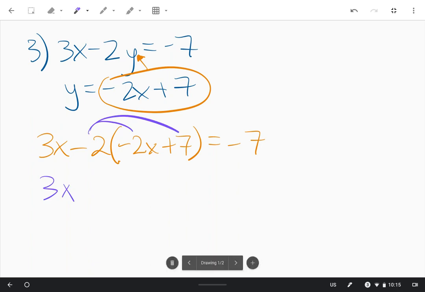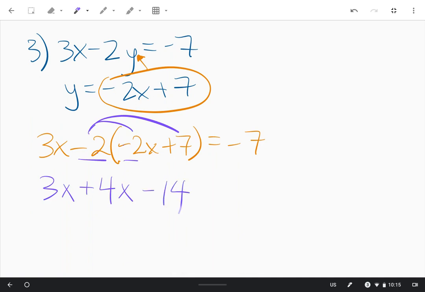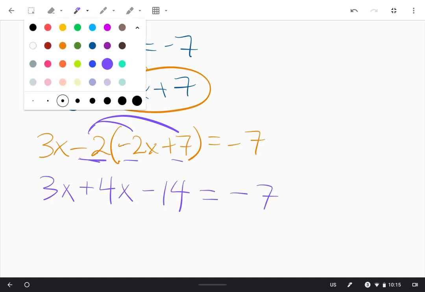So this is going to be negative 2 times negative 2. So that's going to be plus 4x, because the negative 2 and the negative 2 multiply to make positive 4, and then there's an x. And then we do negative 2 times 7. That makes minus 14, because negative 2 times 7 is negative 14. Equals negative 7. We continue to solve.